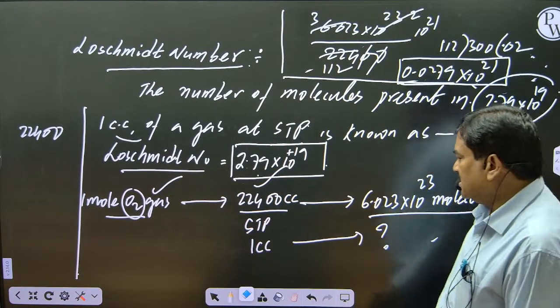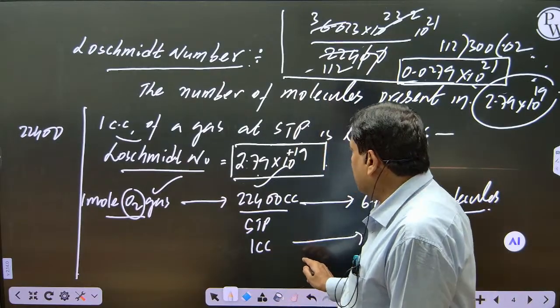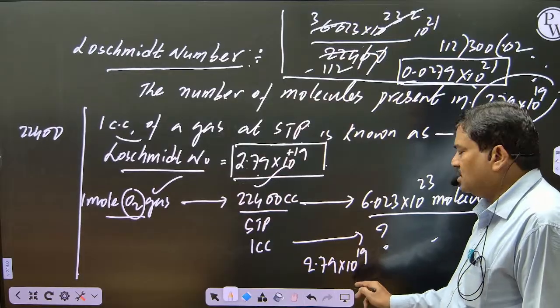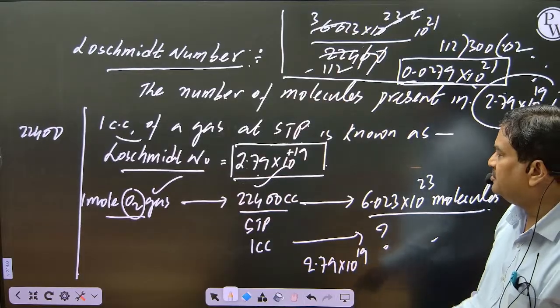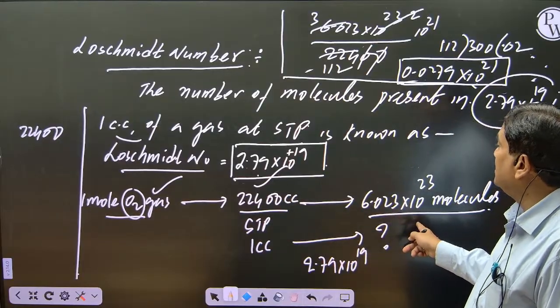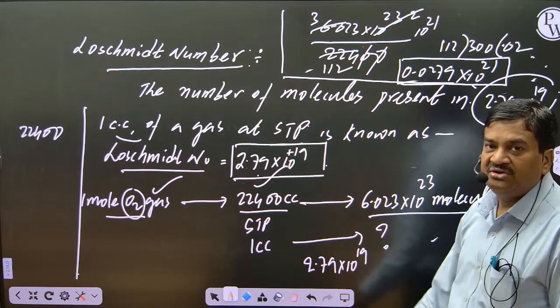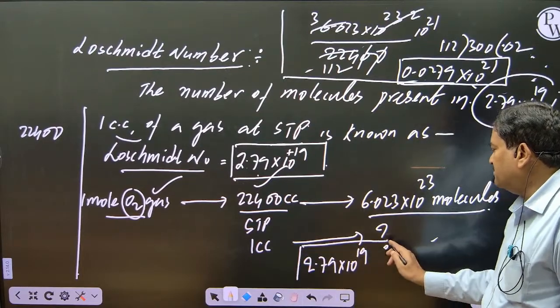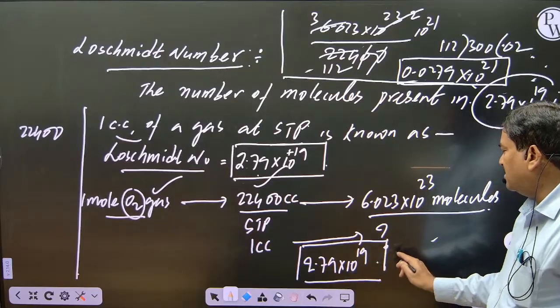So what is the constant number? 2.79 into 10 power 19. If you remember, well and good, or you can calculate at that time. So how you get it: the volume 22,400 is to be divided by, sorry, Avogadro is to be divided by 22,400. This is a constant number, and that number we are calling a Loschmidt number.